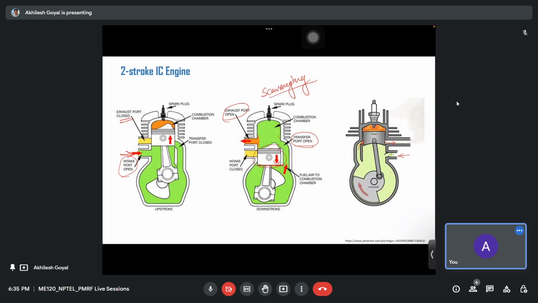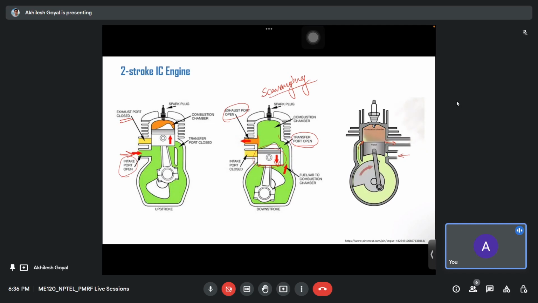Also, for each rotation of the crankshaft, we are getting one power stroke in two-stroke engines. These engines are less heavy than the four-stroke engines, but also the exhaust and intake take place at the same time. There are some losses also, so the efficiency of two-stroke engine is less compared to four-stroke engines.